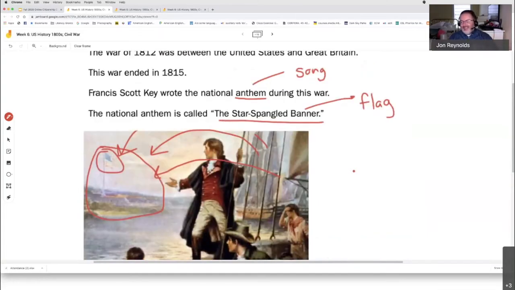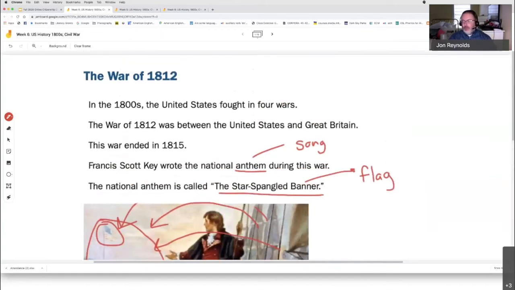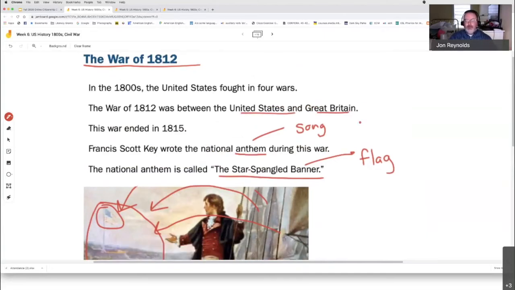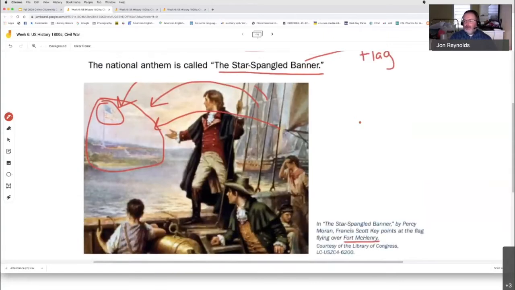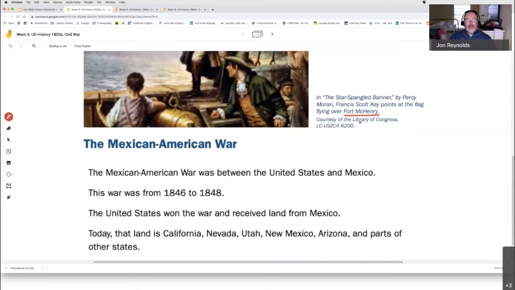Okay, well, guys, anyway, let's come back for just a moment. So that first war that we're talking about is the War of 1812. Again, it was the United States and Great Britain. And of course, the most important thing we remember today from it is our national anthem. The national anthem is the Star Spangled Banner, and that is a question that you'll hear in the interview.